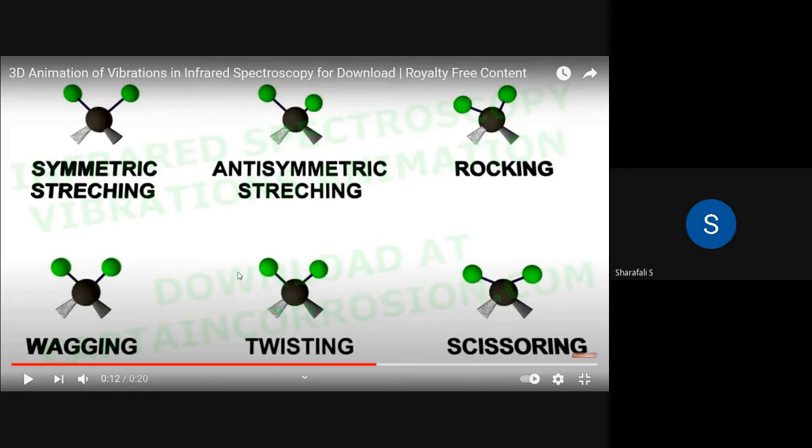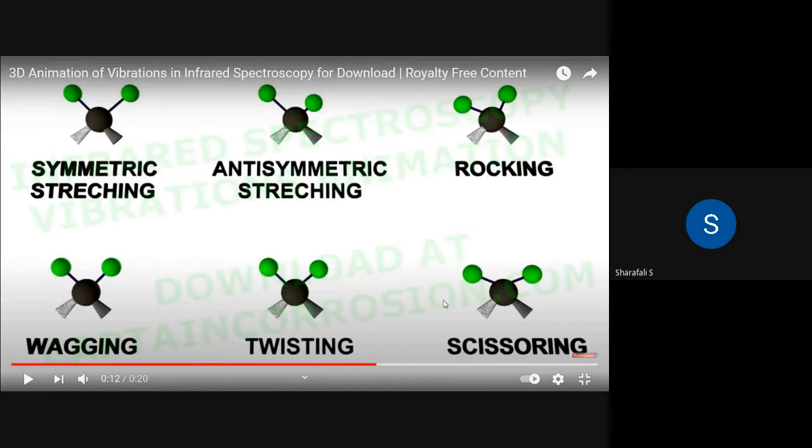Their distance from the central atom is fixed. R is fixed. Bond length is fixed, but their angle will be different. So with respect to that angle, it is vibrating. So these are called bending modes. That's why they are called bending modes. These first two are stretching modes because their r is going to change, the distance from the central atom, this bond length, is going to change. But in this case, bond length is fixed, but the angle is going to change. So these four are the bending modes.